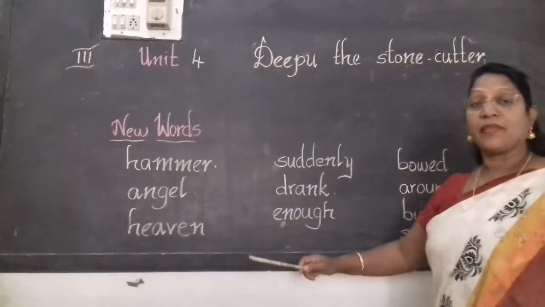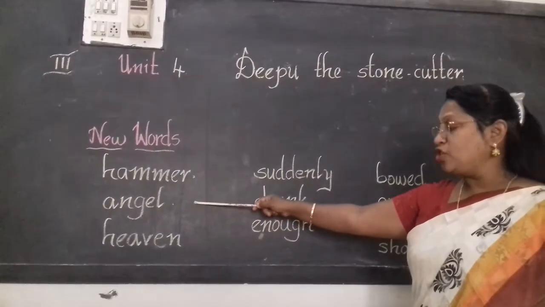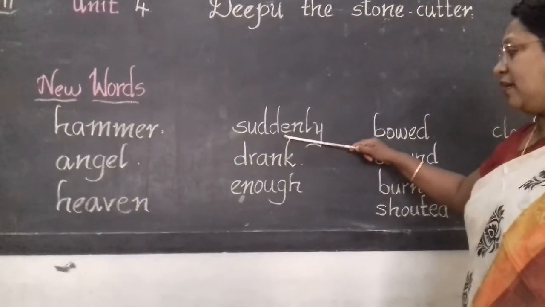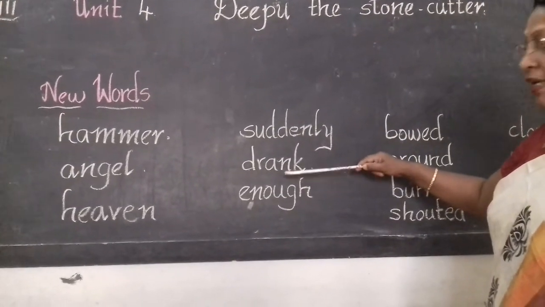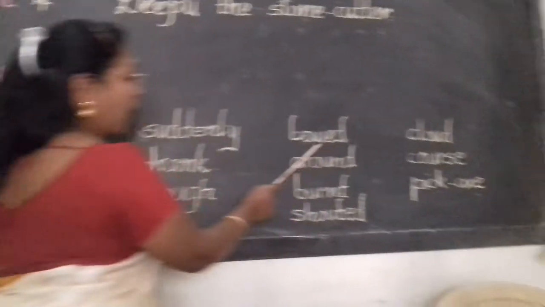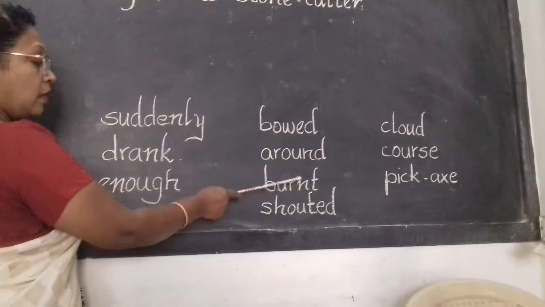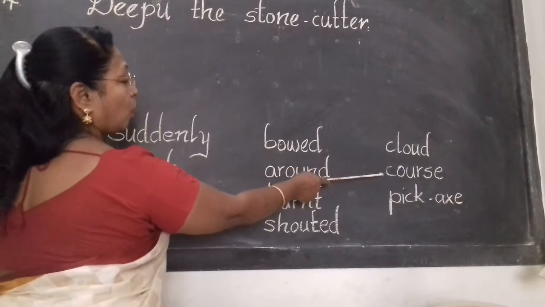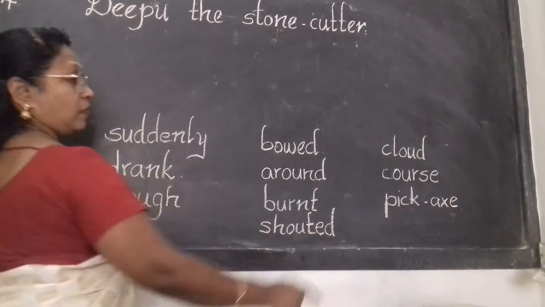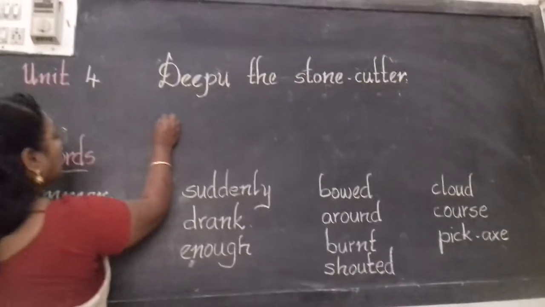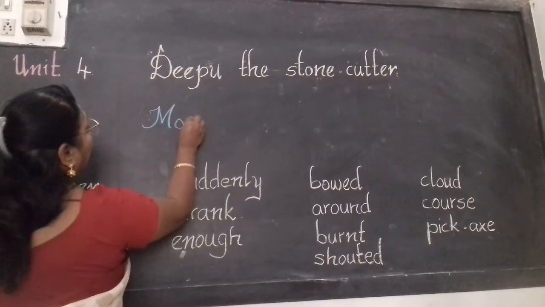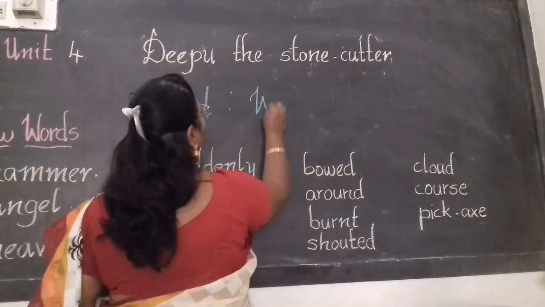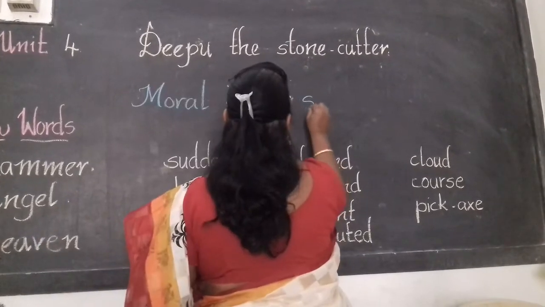The new words are hammer, angel, heaven, suddenly, drank, enough, about, around, burnt, shouted, cloud, course, pickaxe. And moral, what is the moral? The moral of the story is we should be content with what we have, or we should be happy.